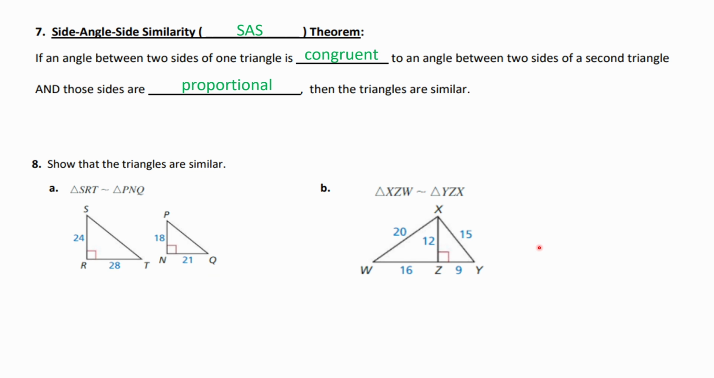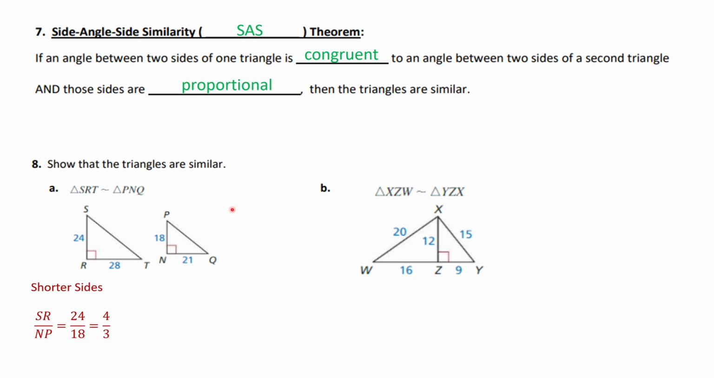For number 8, it says show that the triangles are in fact similar. So we have triangle SRT and triangle PNQ. I do have a right angle for both, so I know that the angles are congruent, and the angle is in between the 2 legs of each of the triangles. Since they're right triangles, we call these the legs of the triangle. So we need to just check to see if they're proportional.